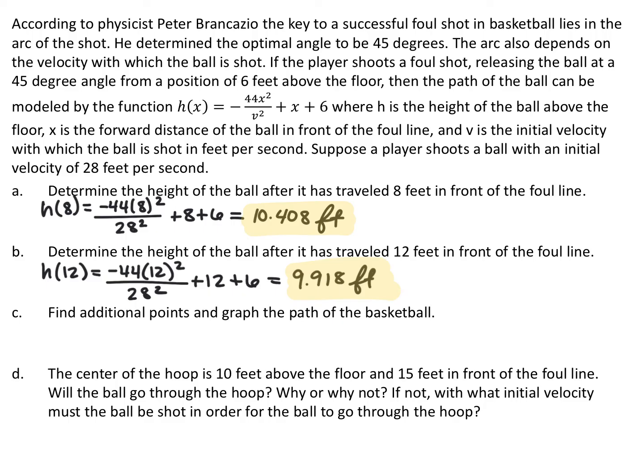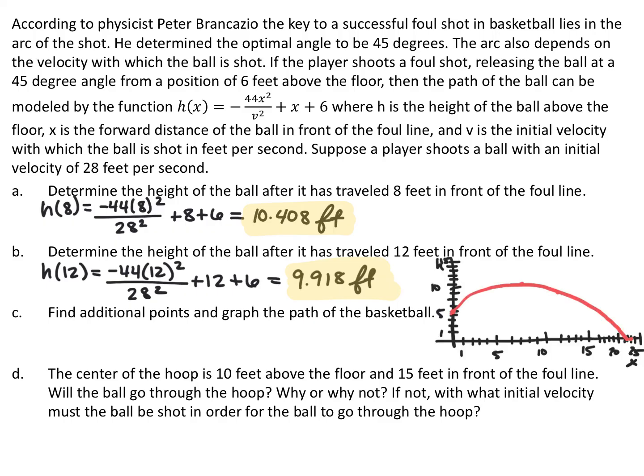So go ahead and pause the video and try and sketch a little graph of the path of the basketball. So I know the initial height is 6. Also, if I plug in 0 for x, these will go away and I'll be left with just 6. And then I looked at the graphing calculator and saw that it's going to land somewhere between 20 and 25. So that is my sketch of a graph right there.